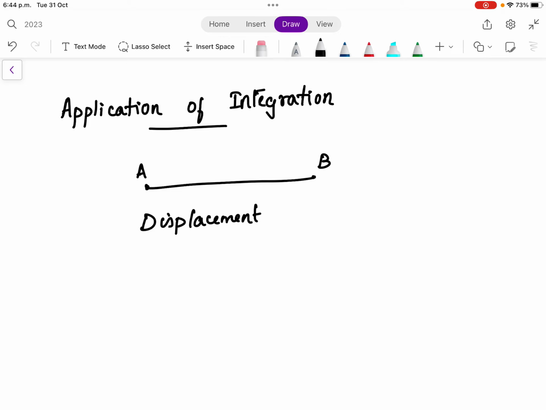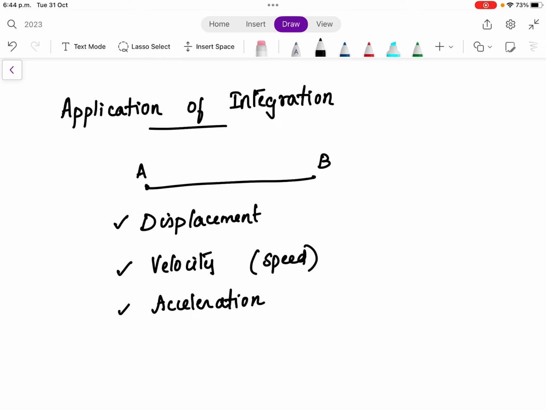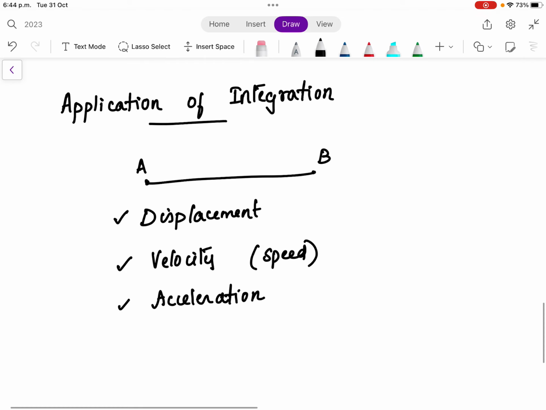How fast the person is moving is given by the term velocity, and how the velocity or speed is changing is given by the word acceleration. These are the three words which we have to know. Displacement is nothing but the distance, velocity is synonymous to speed, and acceleration is how fast the velocity is changing. Usually when you consider displacement, velocity, and acceleration, we always map them to time. Time is the factor with which we measure all of them.